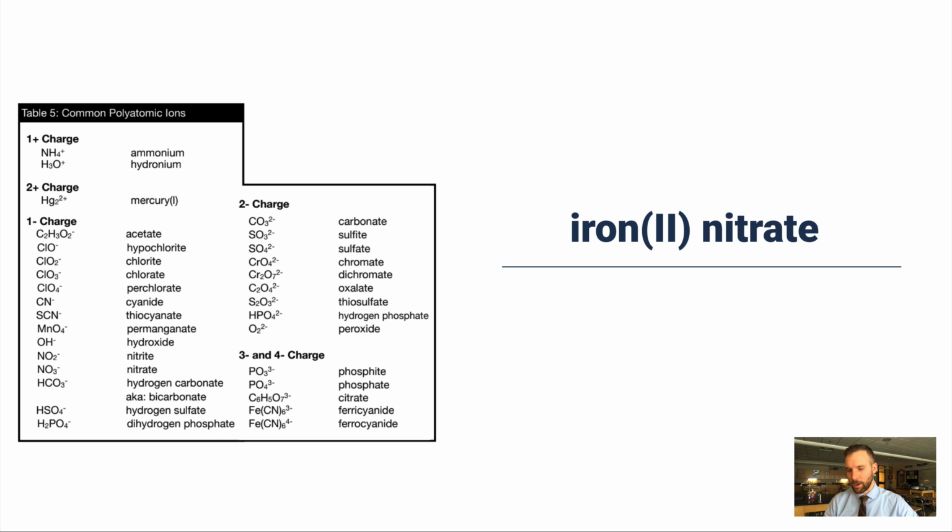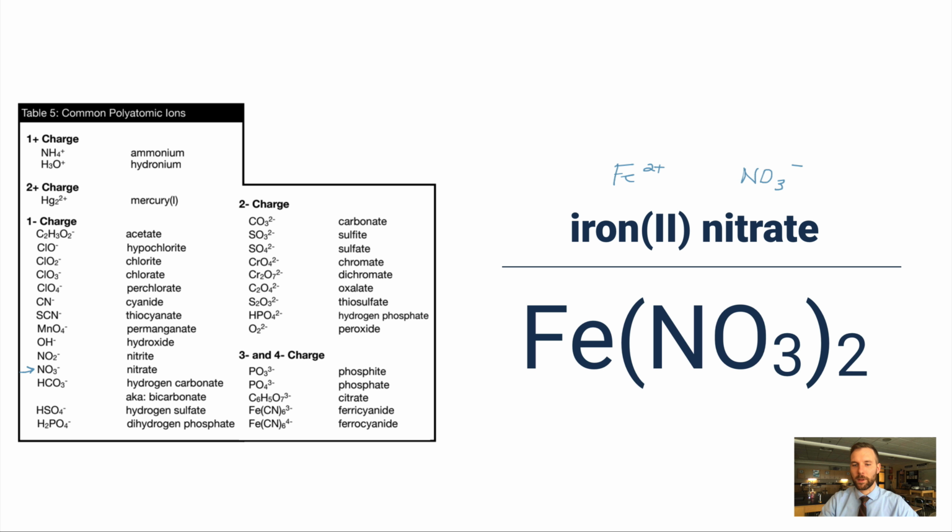Here's another one. This one says iron 2 nitrate. Ooh, we've got a multivalent metal here. So I've got Fe2+ here. And then nitrate. Nitrate is over here. It's got a -1 charge. So NO3 with a -1. So I'm going to crisscross here, but here I need 2 nitrate ions. And so I'm going to end up having to put parentheses around the nitrate, NO3. And so my formula becomes Fe(NO3)2.